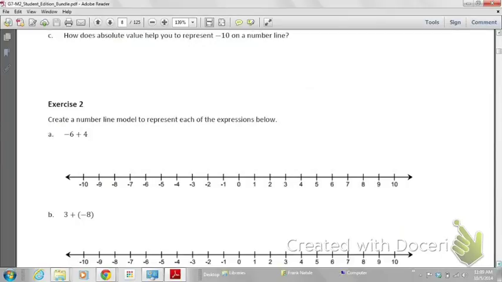You don't need to draw a number line here, but how does absolute value help you to represent negative 10 on the number line? Go ahead and try to put that into words. I know for some of you this is an absolute grind, but it's good to get practice. Okay, so go ahead and give that a try. Come on back and see how your explanation compares to mine.